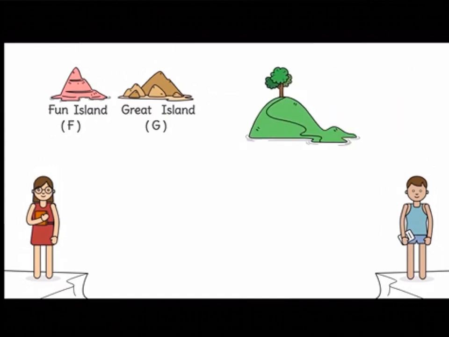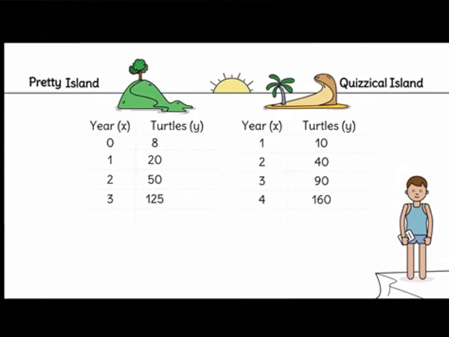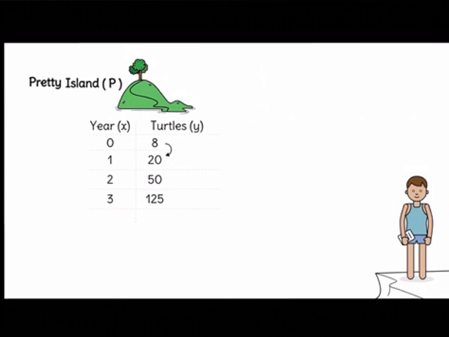He's studying Pretty Island and Quizzical Island. Here's his data for the turtles on island P and Q. What happens to the turtles on island P? The data doesn't look linear, we don't have a common difference. Maybe there's a multiplier at work, which would make this an exponential function.